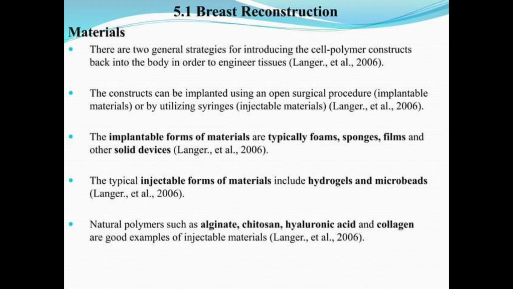The implantable forms of the materials that we use, the supporting media or scaffold, involve foam, sponge and films, and solid devices are utilized for this purpose. The cells are injected in the form of gel, hydrogels as well as microbeads. The natural polymers such as alginate, chitosan, hyaluronic acid, collagen are used as the injectable material. By using the syringe, it is implanted for this process.